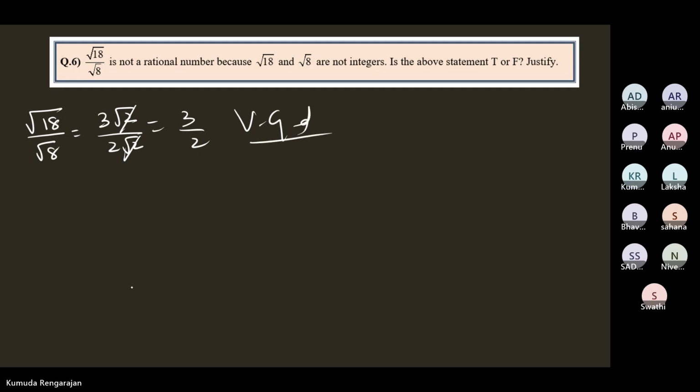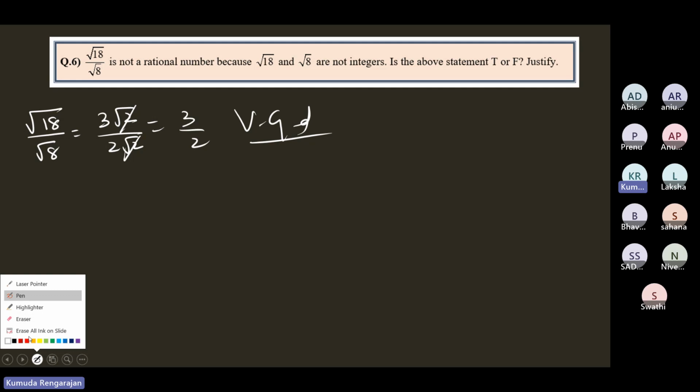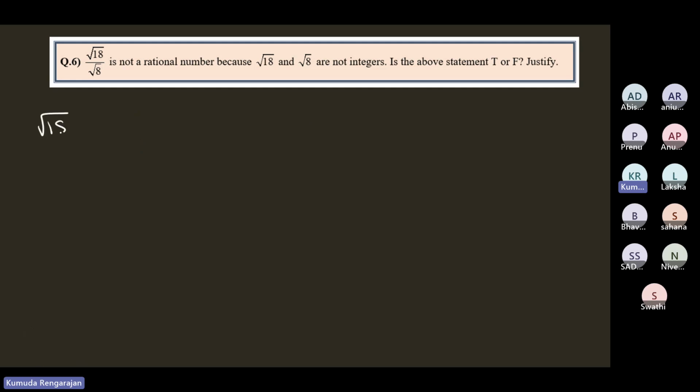Niveda, tell me, why is it rational? Root 18 by root 8. How do you say that it's rational? When I take the prime factors, I will be getting 3 root 2 by 2 root 2. So 3 by 2. Very good, Niveda. We should always simplify and then decide if it is rational or irrational. As Niveda rightly said, root 8 you can simplify in many ways.